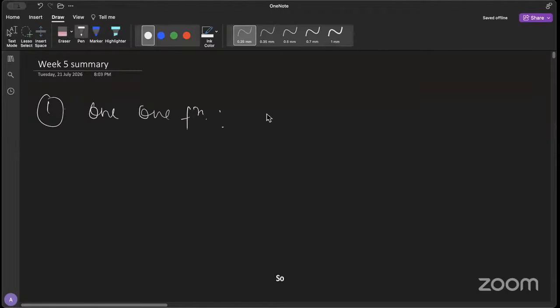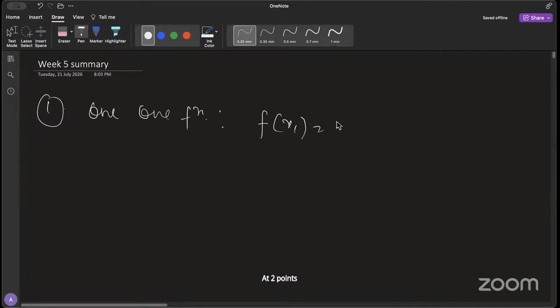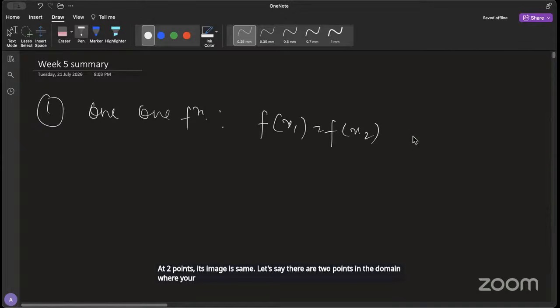So the definition of a one-one function is, let's say you have a function f, then it's said to be a one-one function if whenever the image of two points is the same. Let's say there are 2 points x1 and x2 in the domain of f.